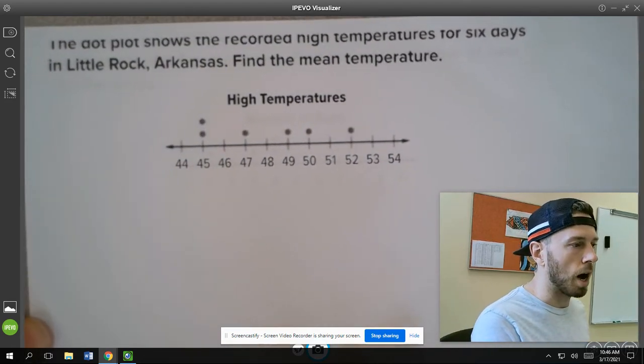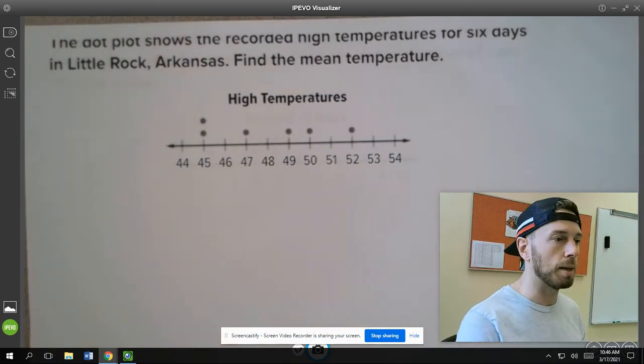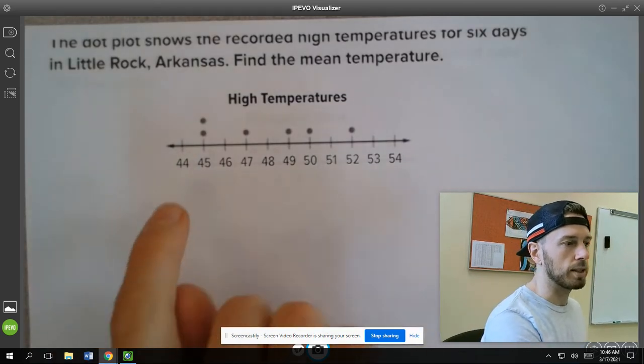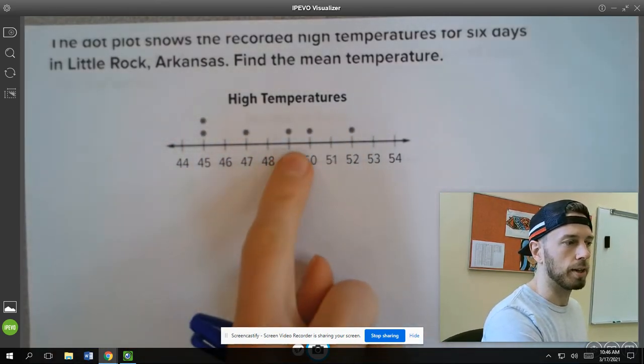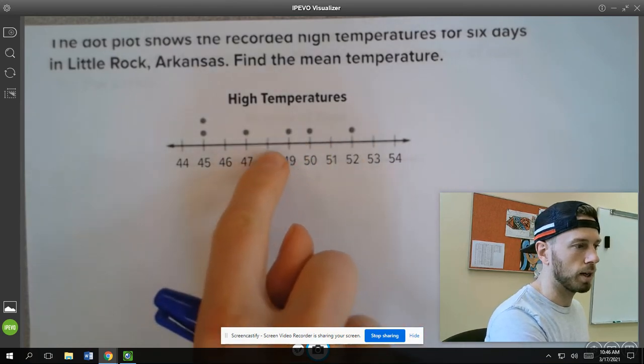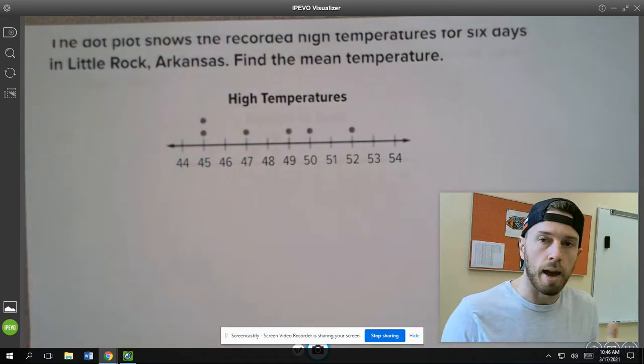We can also look at dot plots to find this information as well. This shows the recorded high temperatures for 6 days in Little Rock, Arkansas. The way a dot plot works is every dot you see here represents the number underneath it. For example, there's a 52, a 50, a 49, a 47, and there are actually 2 45s because there are 2 dots there. So what you do is find the average temperature.